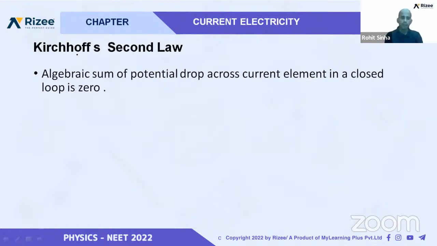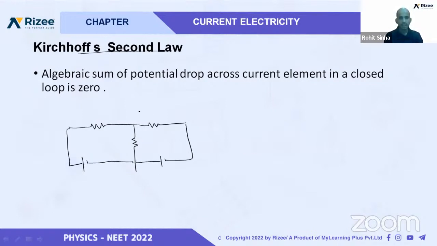Now we are moving towards Kirchhoff's second law. It is also very much important. Suppose in a network of conductors, suppose I am taking one network like this. Let us suppose I am taking one network of conductors like this. It has R1, R2, and R3.